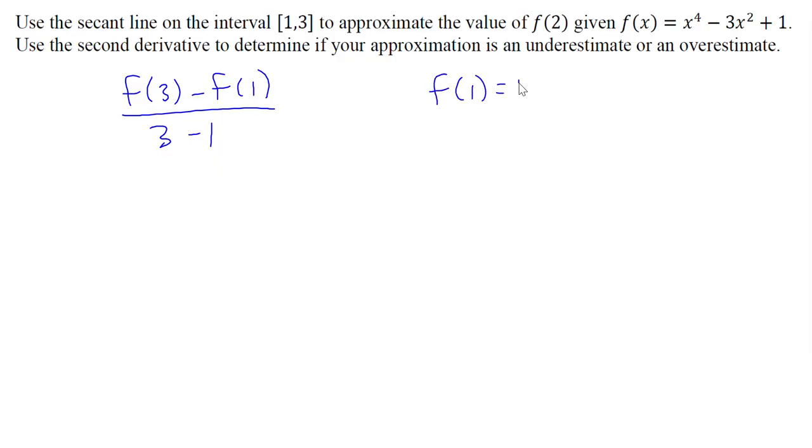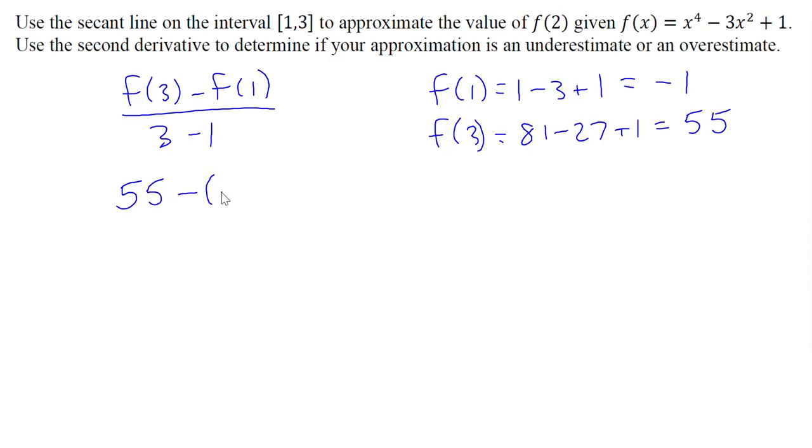F of 1 is going to be 1 minus 3 plus 1, which is just negative 1. And f of 3 is going to be 3 to the 4th, right, which is 81, minus 3 times 9 minus 27. So we have 81 minus 27 plus 1, which is just 55. So we've got 55 minus negative 1 over 2, which gives us 56 over 2, which is 28. Okay. So our slope that we're using is 28.